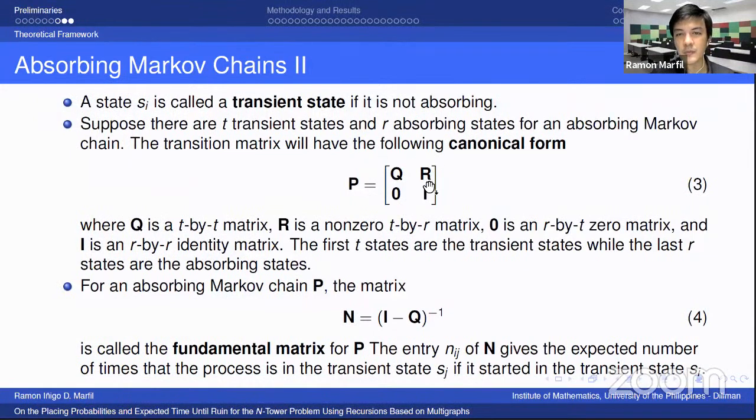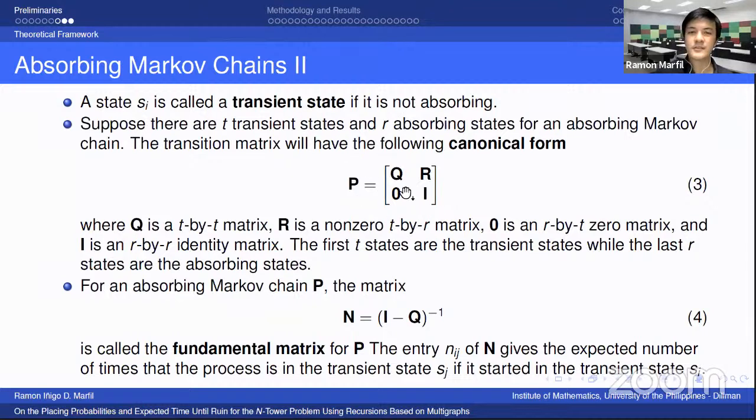So meron tayong matrix na ganito yung itsura. Meron siyang apat na submatrices, Q, R, zero matrix, and identity matrix. So Q here is a square matrix, T by T matrix siya. Yung R natin ay non-zero T by R matrix. Yung zero dito ay isang R by T zero matrix. So puro zero yung mga elements niya. And I here is an identity matrix, which is R by R. Okay. And in this case, the first T states are the transient states, while the last R states are the absorbing states.